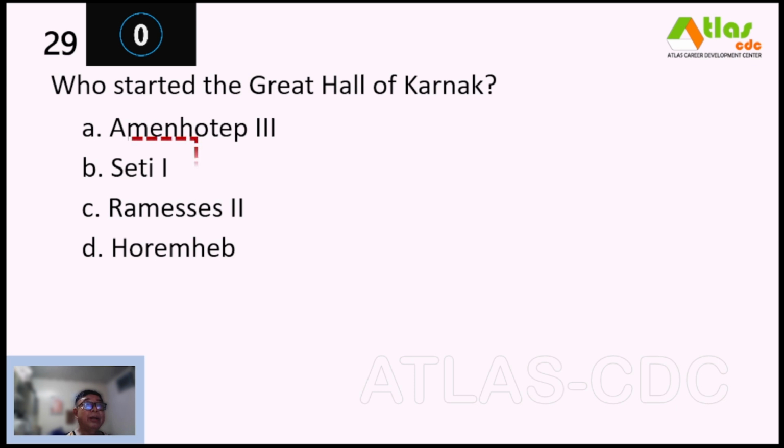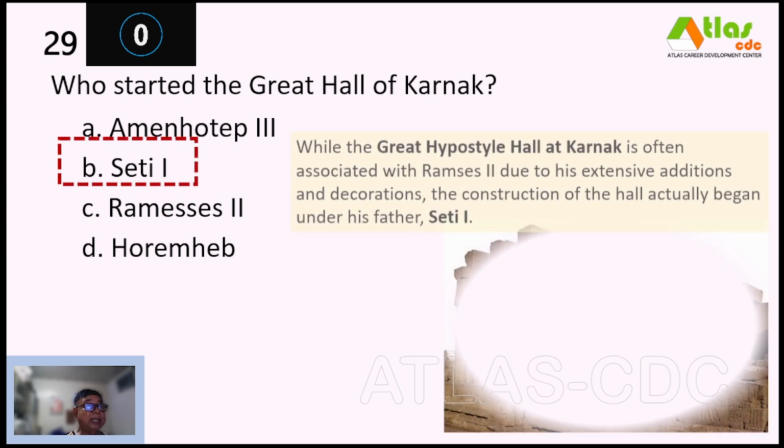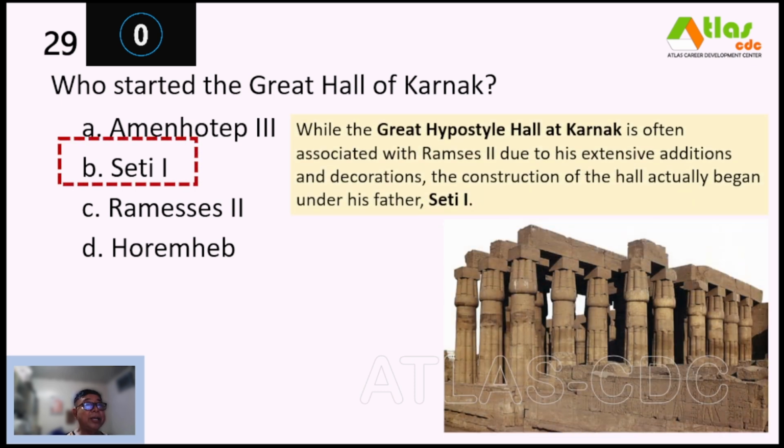And our correct answer is letter B, Seti I. So while the Great Hypostyle Hall at Karnak is often associated with Ramesses II, due to his extensive additions and decorations, the construction of the hall actually began under his father, Seti I.